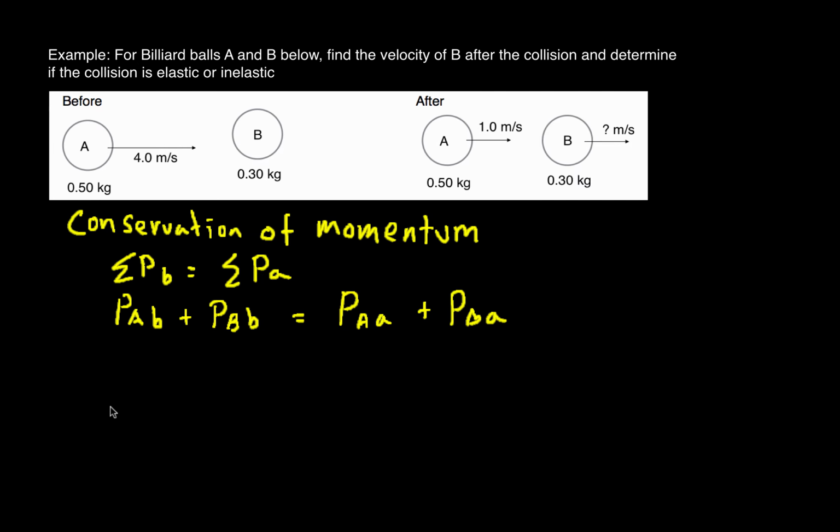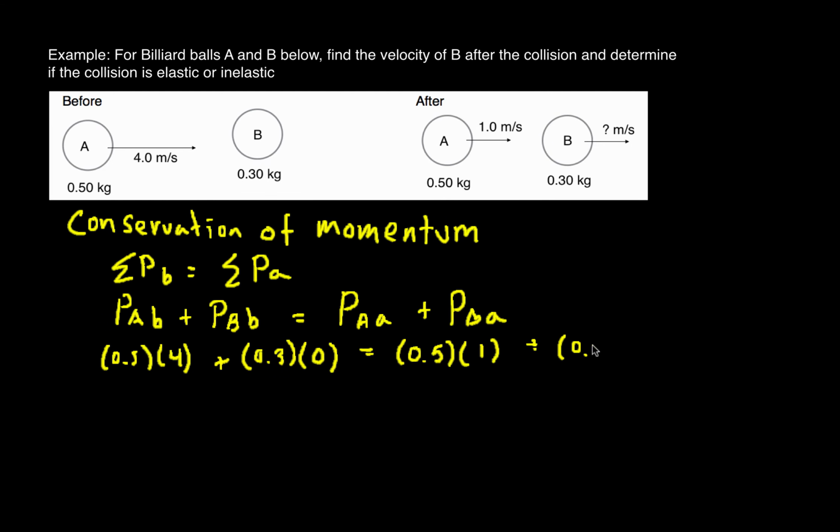Since momentum is given by the formula mass times velocity, momentum of ball A is its mass times its velocity. This is a positive 4 meters per second because it's going to the right. The momentum of ball B is 0.3, and since ball B is not moving, its velocity is 0. After the collision, momentum of ball A is 0.5 times its new velocity after the collision, and ball B is 0.3 kilograms times its unknown velocity, which we'll write as velocity of ball B after the collision.